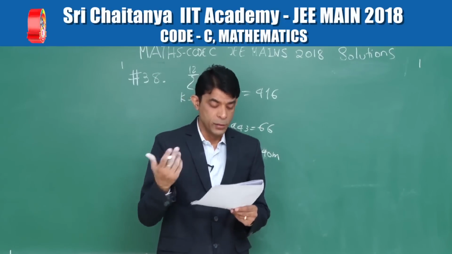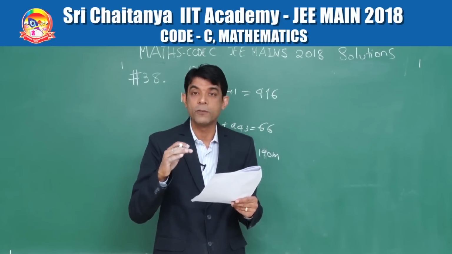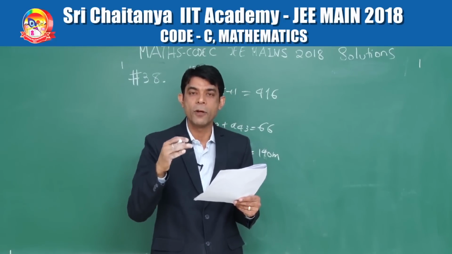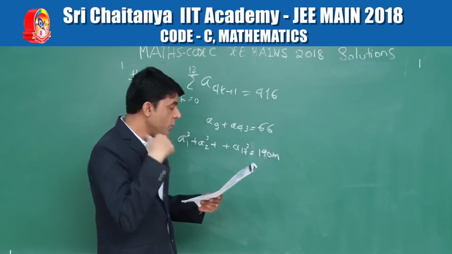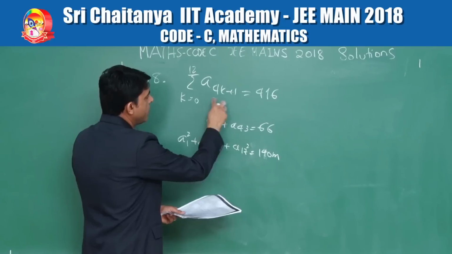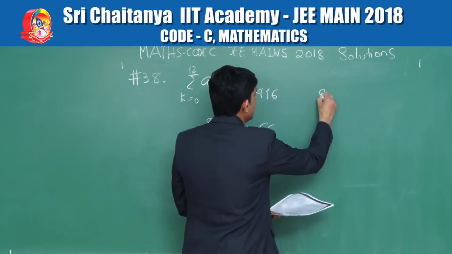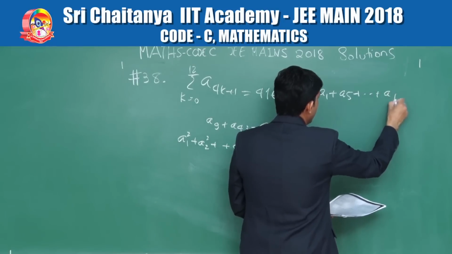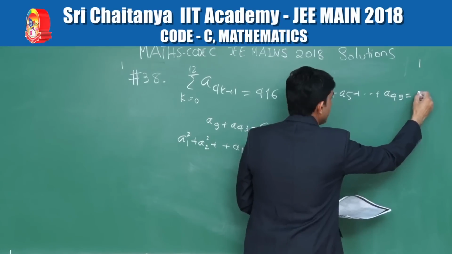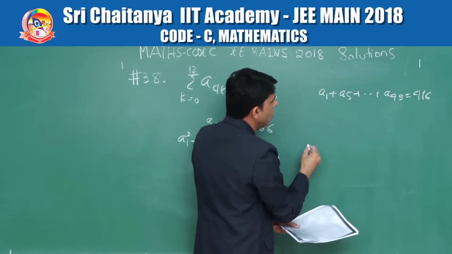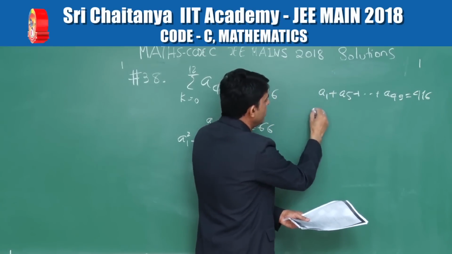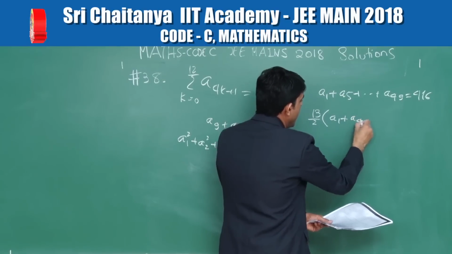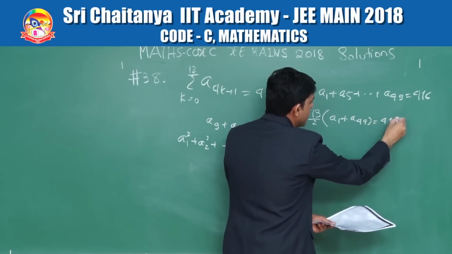So it's a basic question. We just have to express everything in terms of A1 and D and solve the set of equations, and from there we can find the answer. So let's do it. The first condition, A4k plus 1, reads as A1 plus A5 all the way to A49 is given to be 416. So we have 13 terms in all. So we have 13 over 2 times A1 plus A49 equals 416.